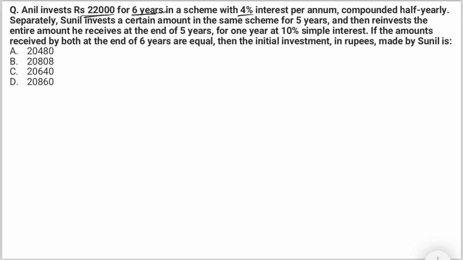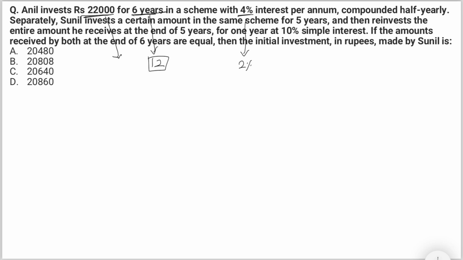Okay, so Anil is investing rupees 22,000 for 6 years in a scheme with 4% interest per year compounded half yearly. So we have studied this in SICI guys. Whenever we have half yearly compounding, the time period would basically get doubled. So we'll consider this as 12 cycles and the rate of interest will basically become half. So 4% we'll consider as 2% per half year or per 6 months, right? So the rate of interest is 2% for 6 months and we have 12 such 6-month cycles.